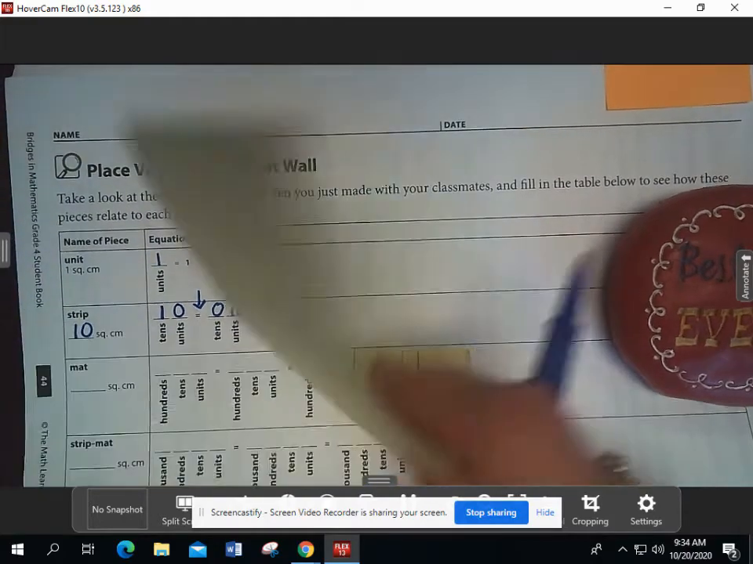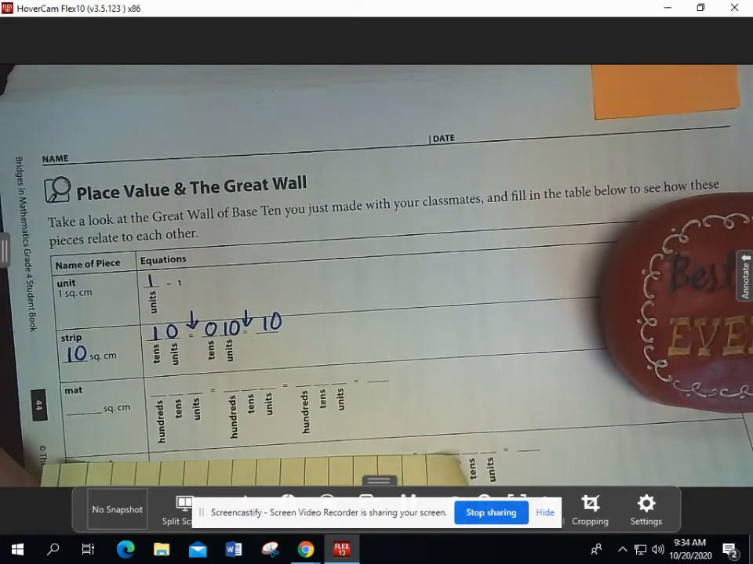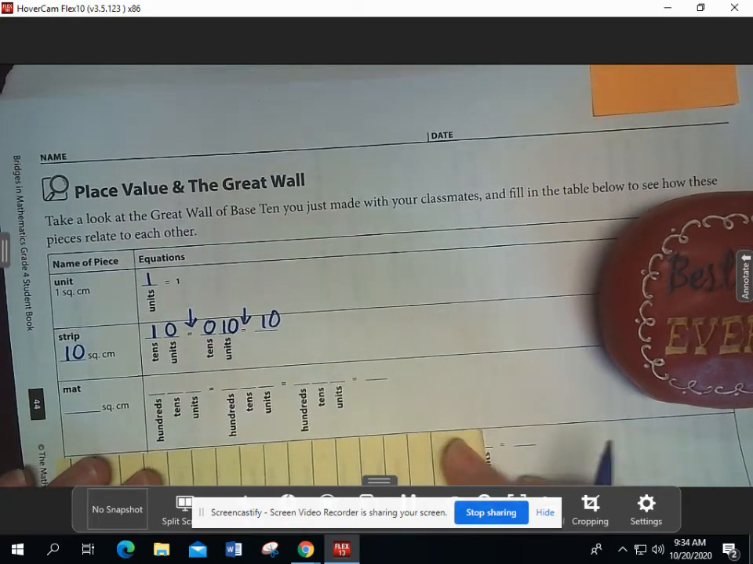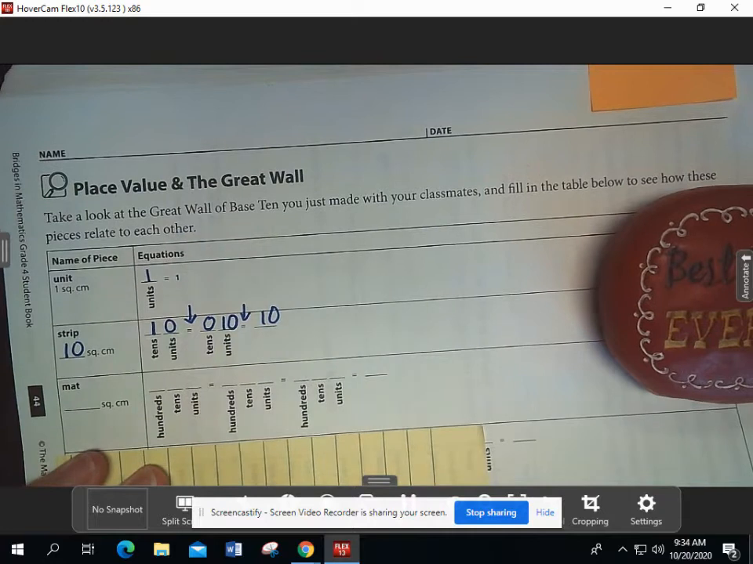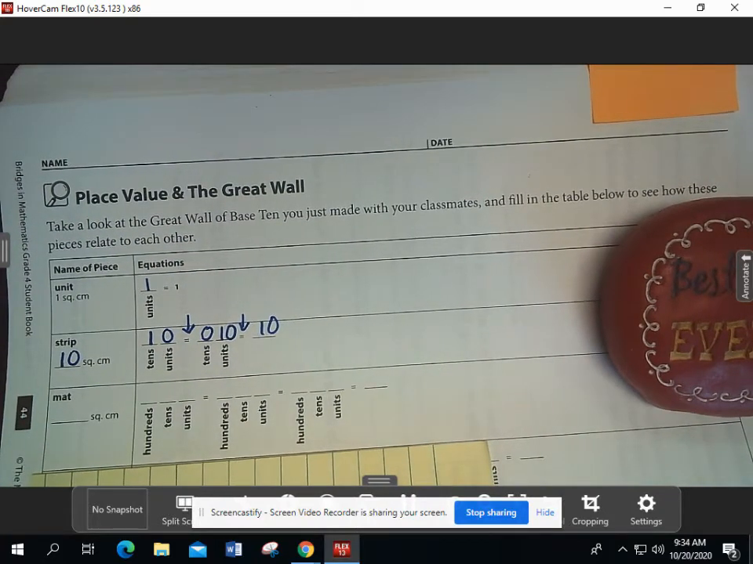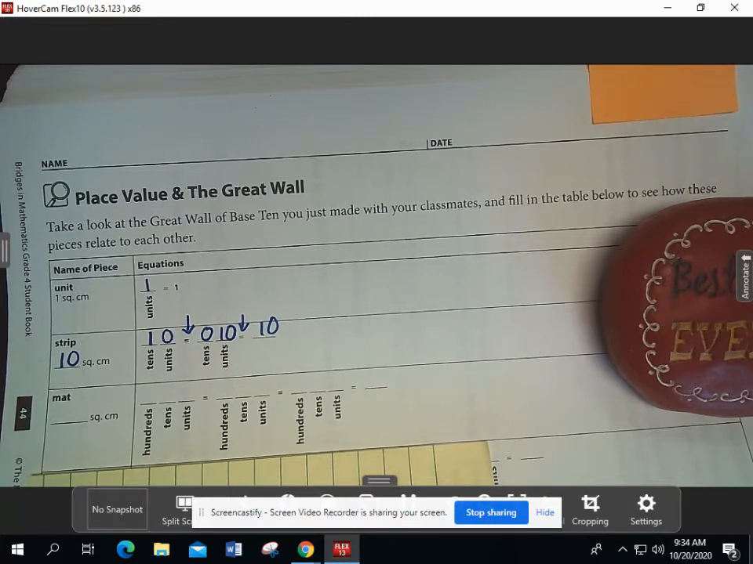Okay, now we're going to move down to the next one. Again, I'm keeping the rest covered just so that we don't get confused. It's one of those things where we have to go slow before we can go fast. And it's talking about the maths. So remember, this is called a unit.